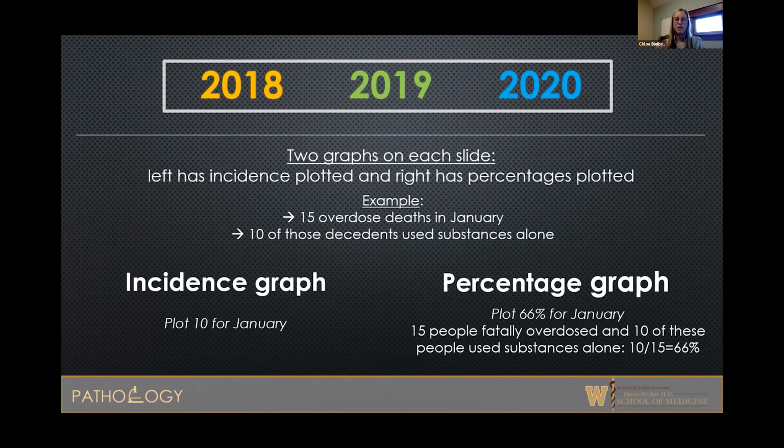To give an example of what I mean by these 2 words, let's say there's 15 overdose deaths in January of 2018, and 10 of these decedents use substances alone. On the incidence graph, I will plot 10 in orange for January. On the percentage graph, I will plot 66% for January, and that's because 10 divided by 15 is 66%. So we can see the actual number of people who exhibited that variable positively on the incidence graph. And then on the percentage graph, we take into account how many people died during that month.